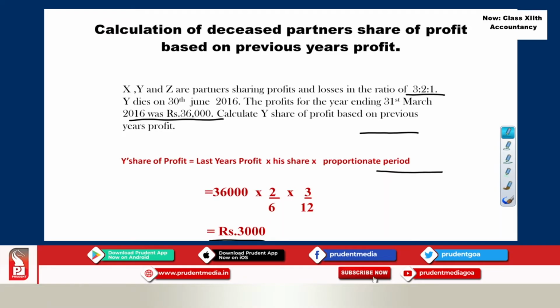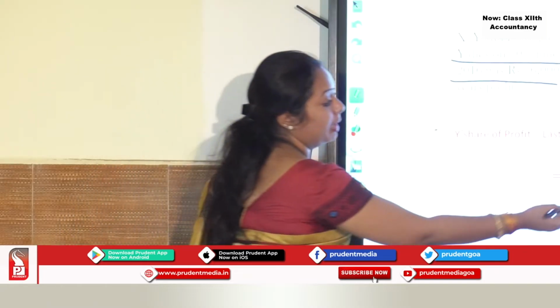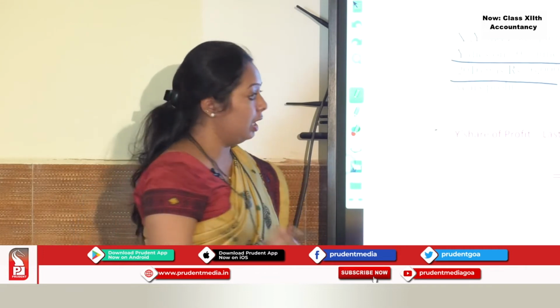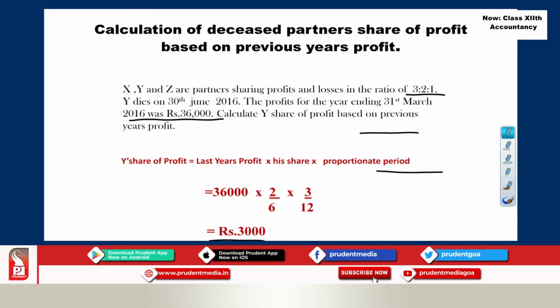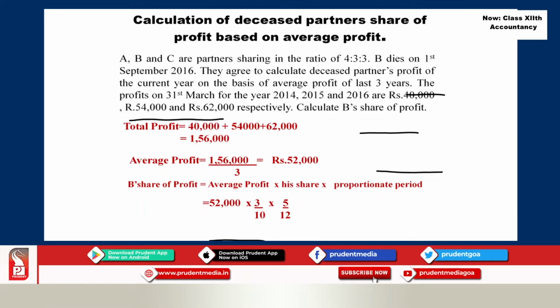How to calculate the proportionate period? Your year has ended on 31st March 2016, and the current financial year is from 1st April 2016. So from 1st April to 30th June: April, May and June. So he is there for how many months? 3 months. So 3 months is 3/12. Is it clear? And your answer comes to 3,000. Very simple. Now what is the base we have taken? We have taken the base of the previous year. Okay students? Now we will move on to the next problem.